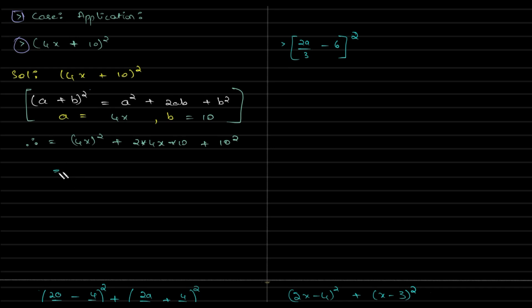Okay. Now, 4x the whole square is what? 4x into 4x. Is it not? 4x into 4x, which is nothing but 16x square, plus this is 80x plus 100, and that's your expansion. That's it. Okay, next question. Now at least try to pause and do it yourself.